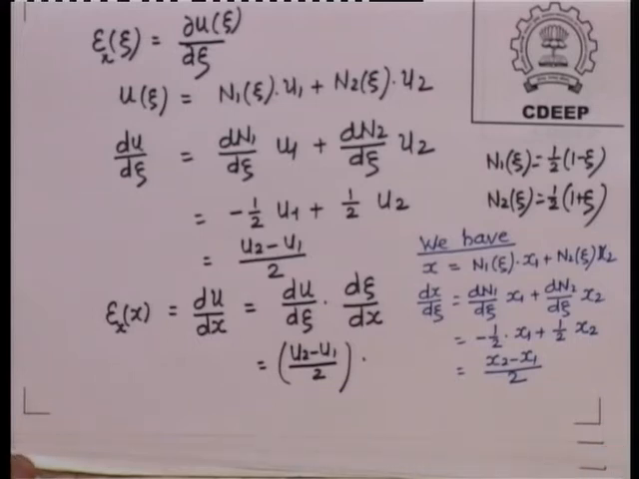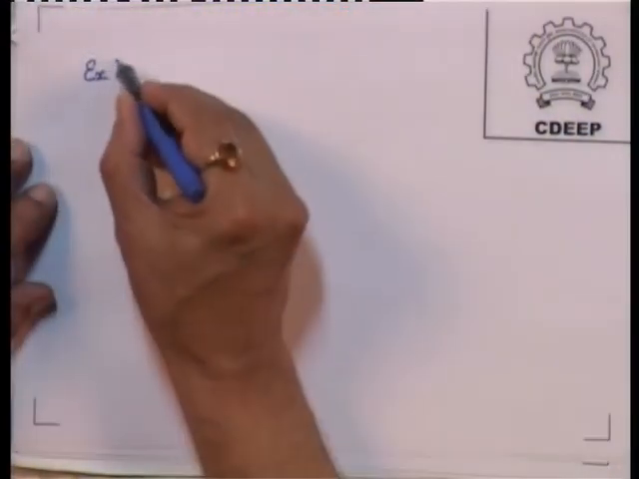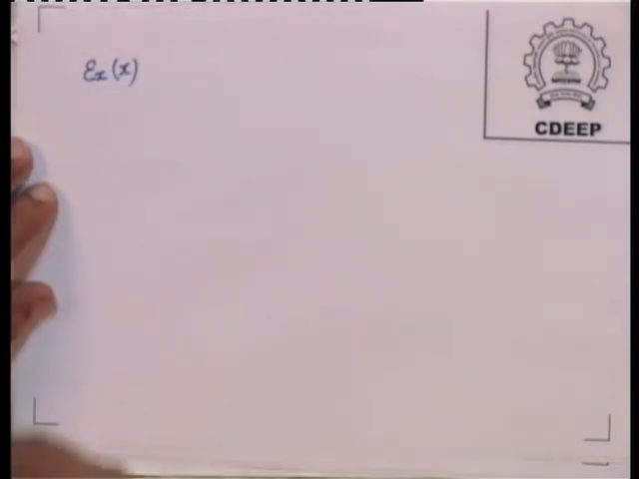Nodal values will be nodal values whether it is a local coordinate or global coordinate. u1, u2, these are values at the nodes. These have nothing to do with coordinates. Similarly x1, x2. So we have got both, and therefore, just to check, so we were there.